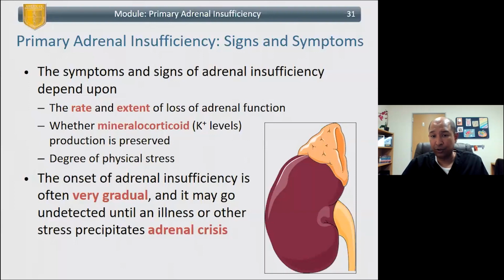And of course, the stress. What kind of physical stress are you going under? Are you undergoing a surgery? Did you undergo a motor vehicle accident? All these things factored in will tell you what your signs and symptoms of adrenal insufficiency are.